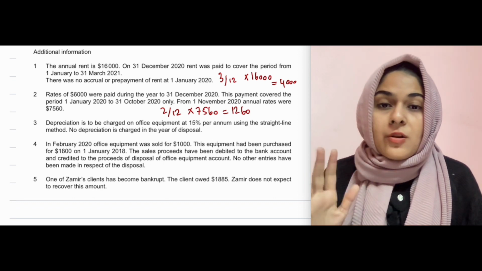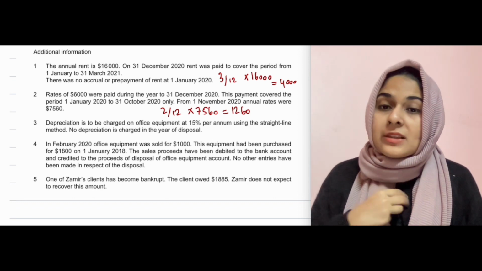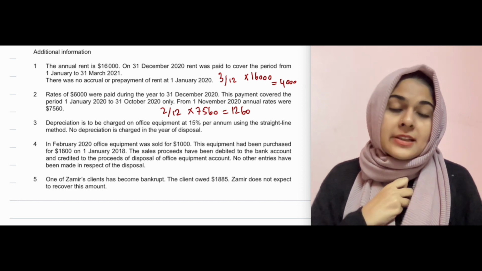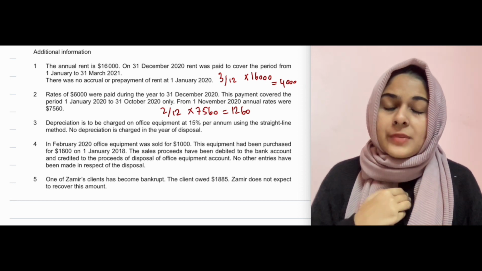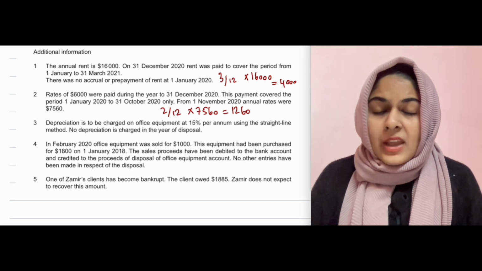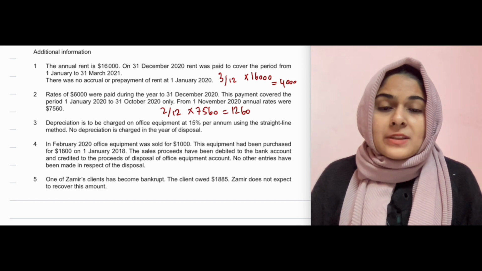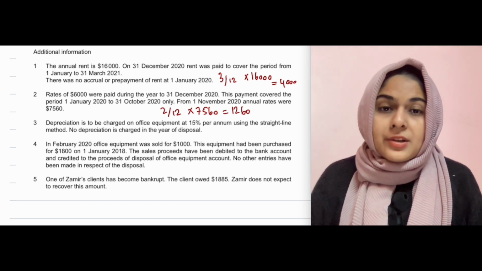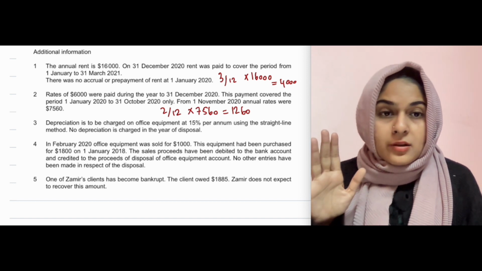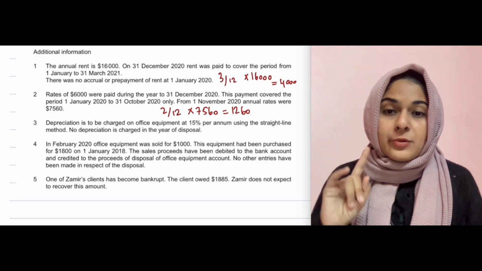Depreciation is to be charged on office equipment at 15% per annum using the straight line method. No depreciation is charged in the year of disposal. So they are telling you because they have disposed of an office equipment here. So in February 2020, office equipment was sold for $1,000. This equipment had been purchased for $1,800 on 1st January 2018.